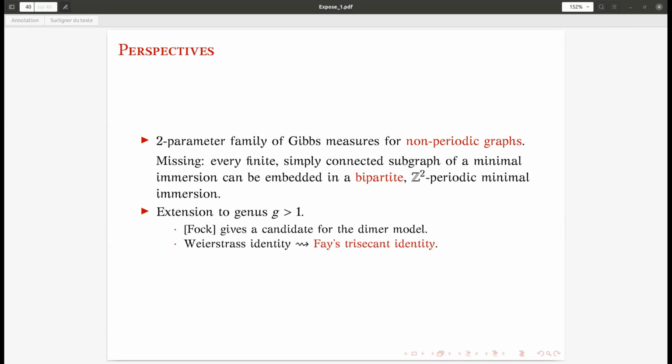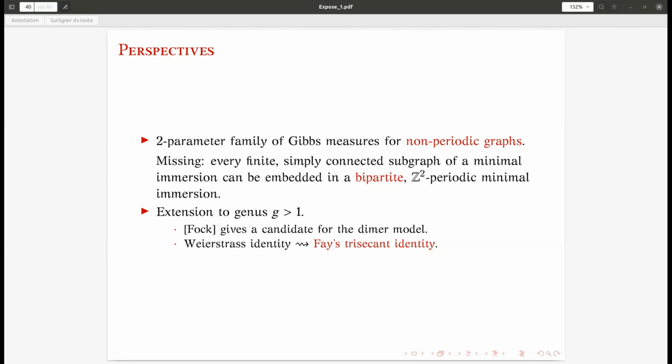Dominique? Yes, I have two quick questions. The first is very naive. Does it make sense to go to more than 2 colors, 2 vertex colors? And the second one is about spectral curves. It reminds me of topological recursion. Does it have a meaning there?